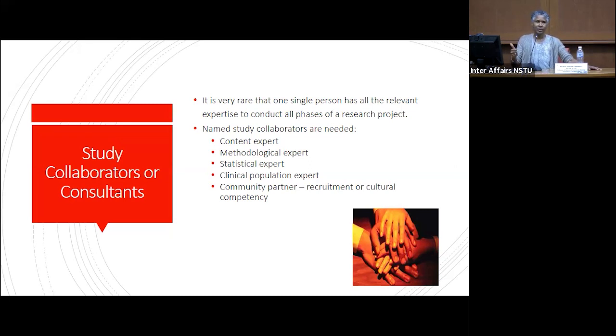You need a content expert, someone who knows smoking cessation. You need a methodological expert, someone who knows randomized clinical trial designs or quasi-experimental or phenomenological approaches. You need a statistical expert. If you're focusing on a patient population, you need a nurse or a physician who cares for that patient population so they can help you to understand what types of things may need to be measured, how to recruit, and how to interpret the results.